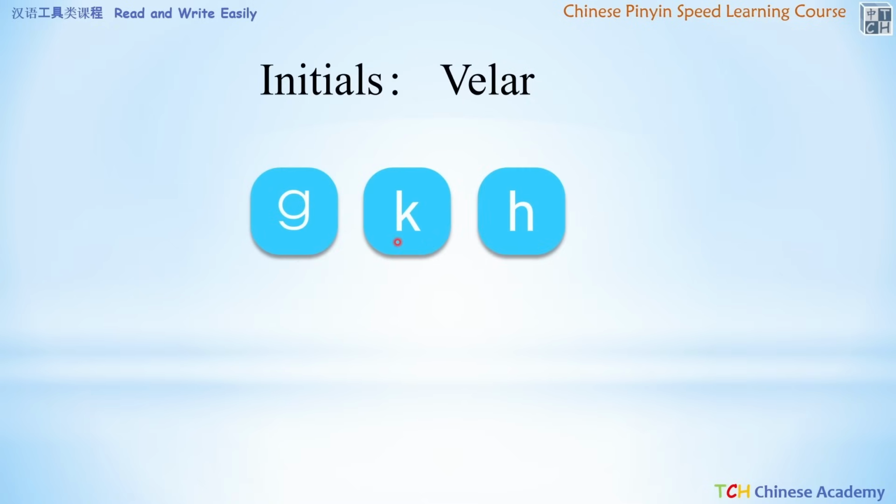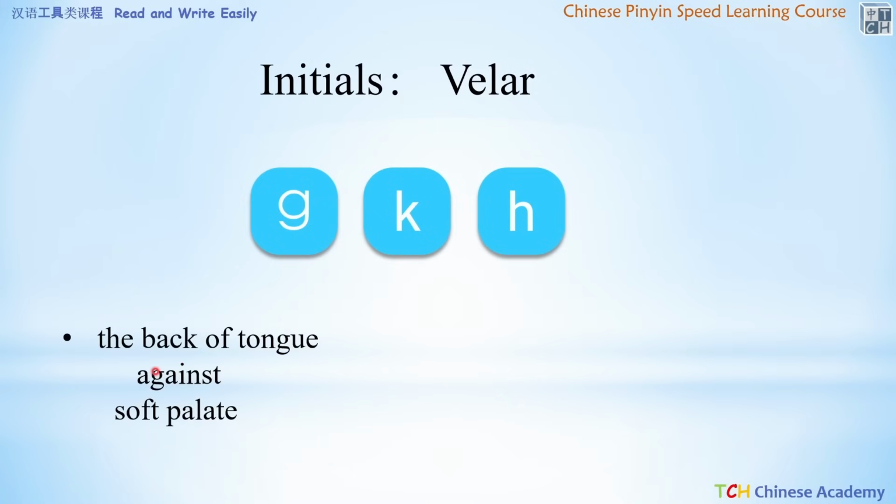G, K, H. We put these three together as velars because when we pronounce them, we try to raise the back of the tongue against or near the soft palate, which is the back of the roof of the mouth. By doing so, the air is blocked, and when it is released, these velar sounds are pronounced.